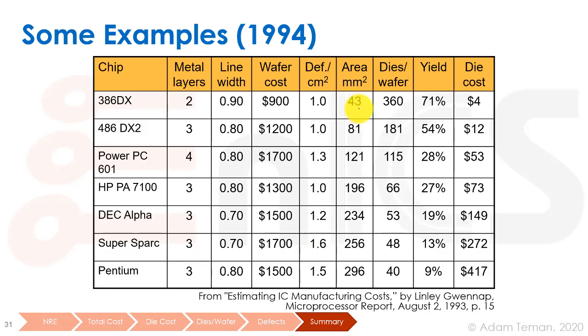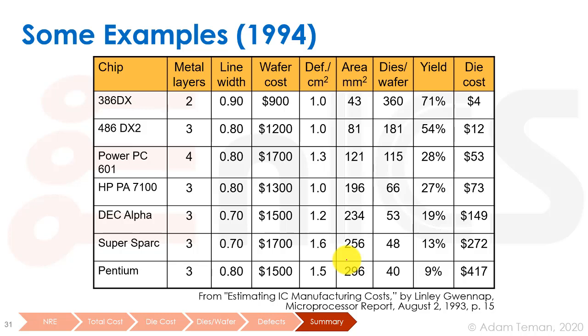So the 386 had a small 43 millimeter die. The 486 had about double the size, 81 millimeter die. And then you had some of these much larger dies. So the DEC Alpha had really a 234 millimeter die, and the Pentium was already almost 300 millimeters. So they're much larger. And again, what we expect to see is that the die area drives the cost up to the fourth, right?